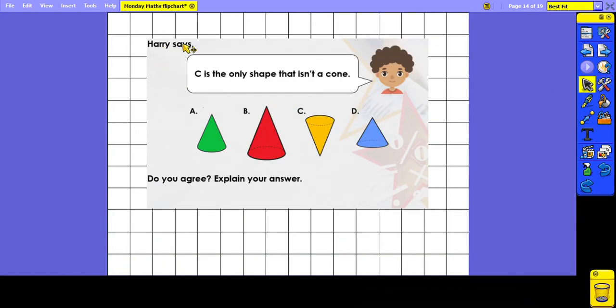Okay, and Harry says C is the only shape that isn't a cone. Do you agree? Explain your answer.